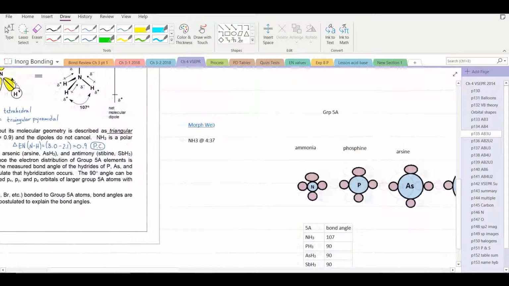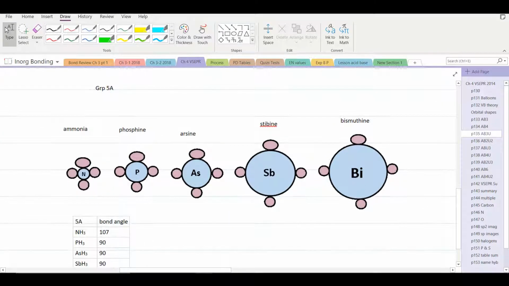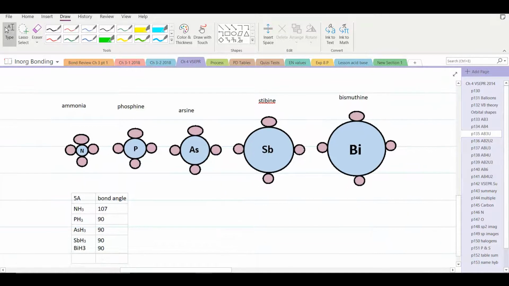Okay, so take a look at the diagram here. I've drawn the hydrides of nitrogen, phosphorus, arsenic, stibine, and bismuth. So here are the bond angles. It's only ammonia that has bond angles close to the tetrahedral shape. For the larger central atoms, the bond angles are pretty close to 90. So why would that be?